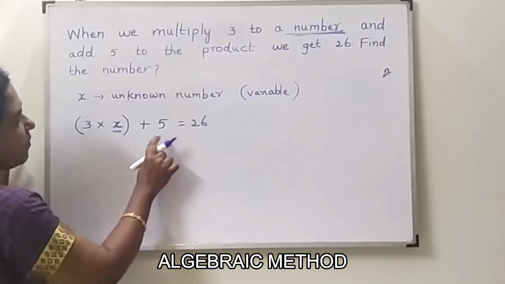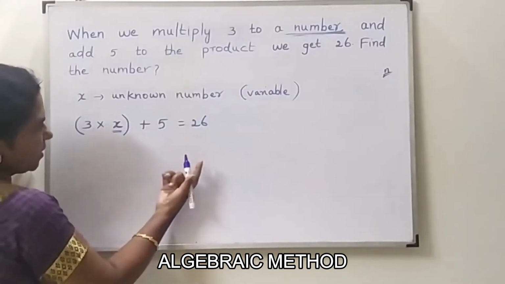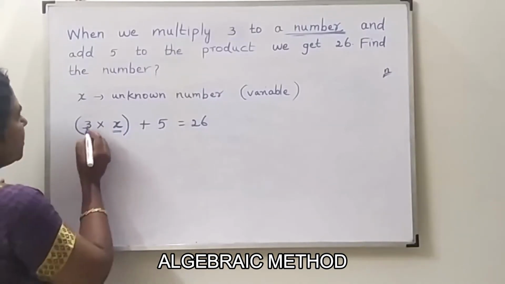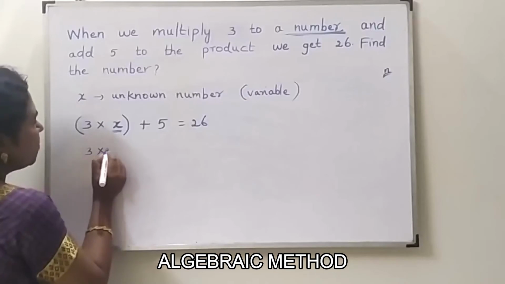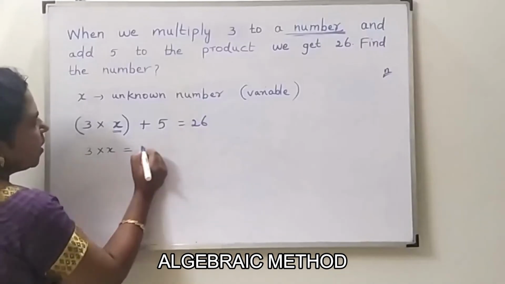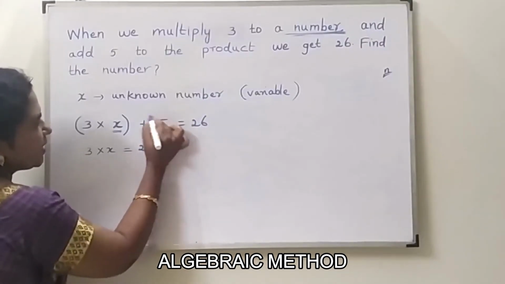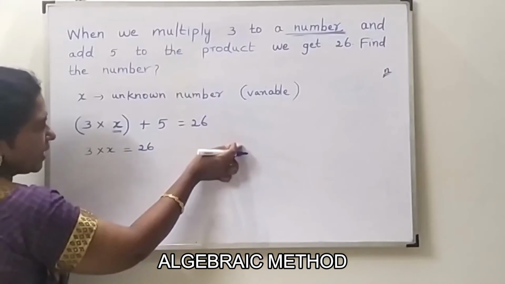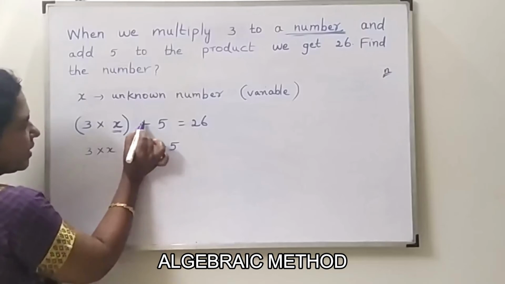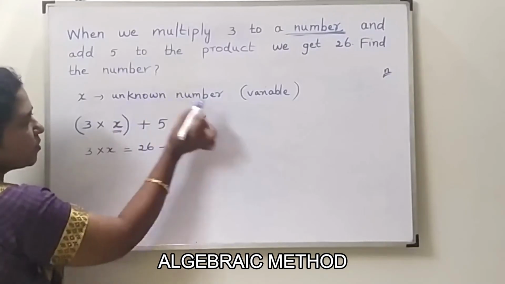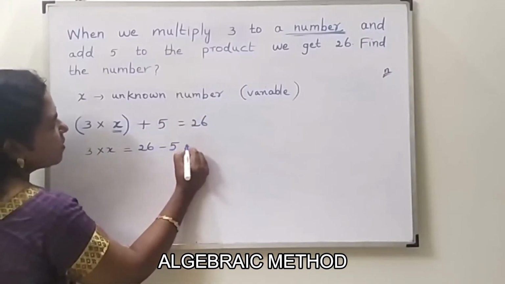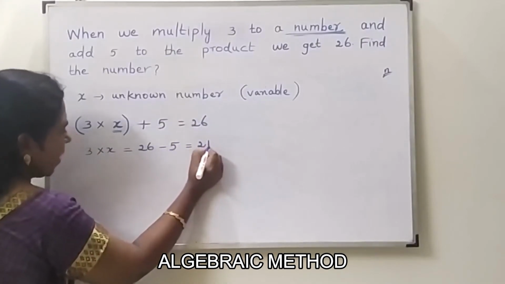So first step, we can bring all the constants to one side and have the variable term on one side. So it is 3 into x is equal to 26. Now this plus 5, when we are bringing to the other side, becomes minus 5. When we are bringing to the other side, plus becomes minus. So it is 26 minus 5.